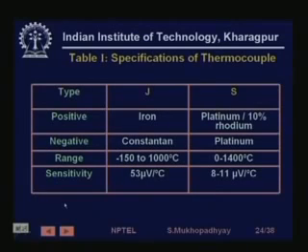Similarly, you can have iron constantan, which is type J. See the large range and the good sensitivity. The type S is the most stable. It has the highest range, which is platinum with 10% rhodium as one wire, and pure platinum as another wire. This is very stable, can measure temperature up to 1400, 1500 degrees centigrade, but has very low sensitivity. So this is just to give you some examples of some typical thermocouples.